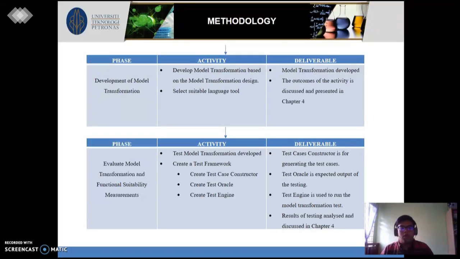The test case constructor is for generating the test cases. The test case oracle is the expected output of the testing, and the test engine is used to run the model transformation test. So the three components will be run together in order to test the model transformation.